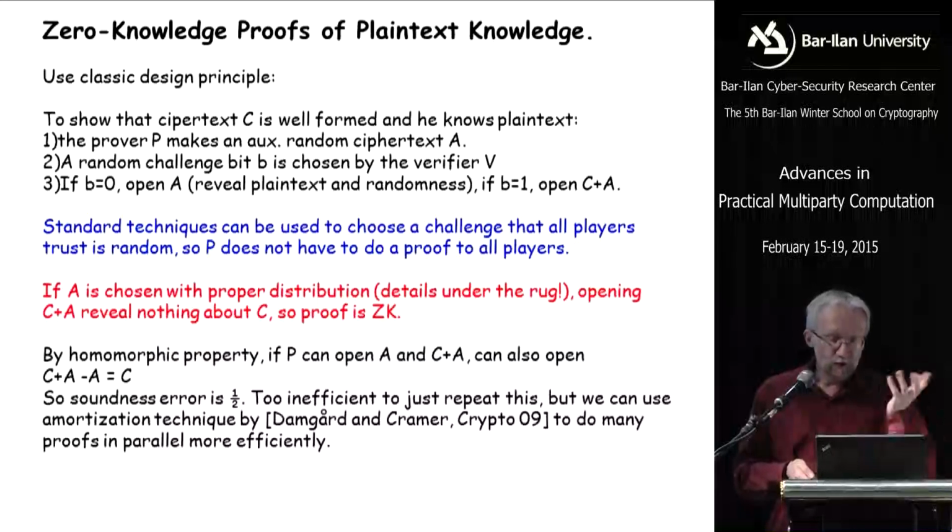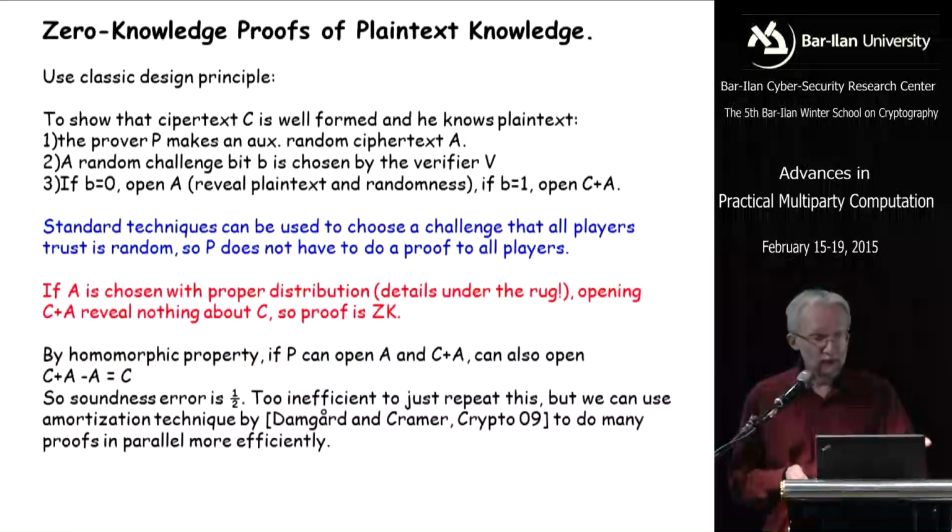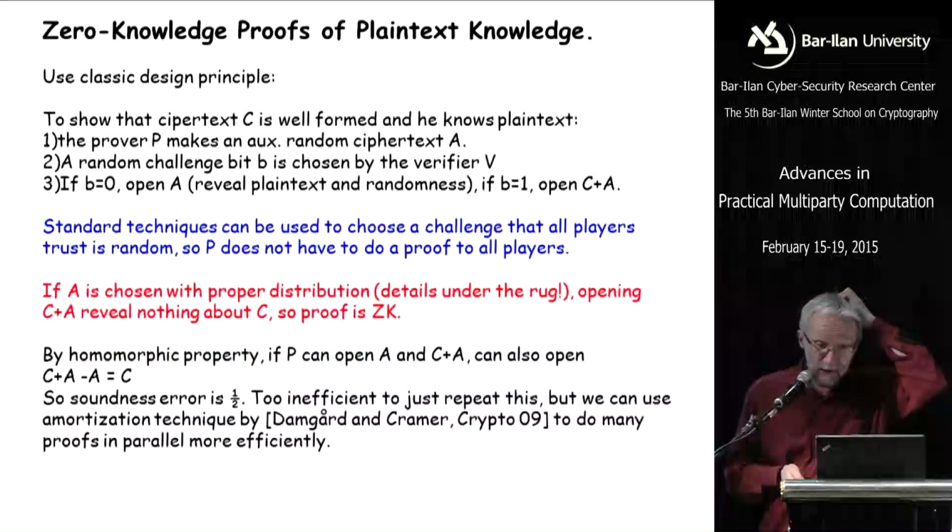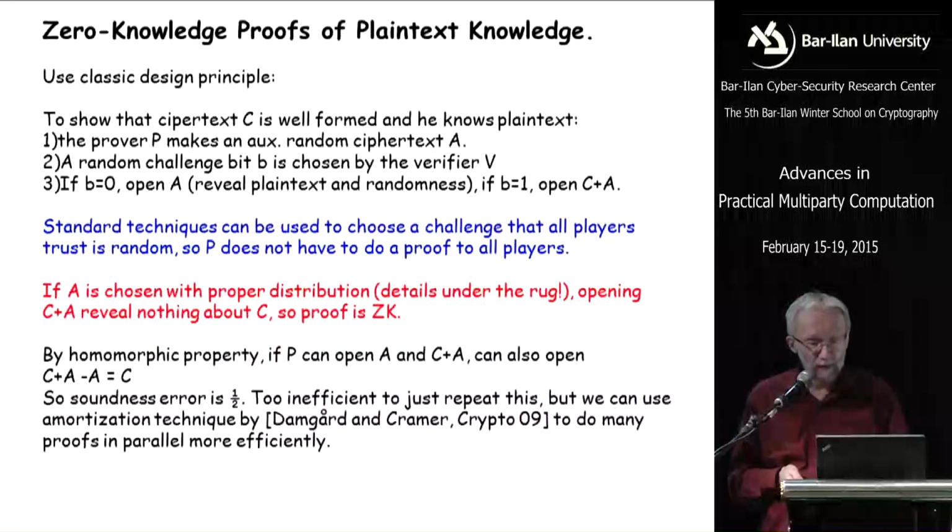Okay. Well, also, by the homomorphic property, if the prover could answer both questions, so we can open both the auxiliary thing and also C plus the auxiliary thing, he can also open C plus A minus A, which is C. So soundness error is 1/2. Now, of course, we don't want to just repeat this. That's going to be way too inefficient. But it turns out there are some amortization techniques by myself and Cramer from Bar-Ilan, and there's also, by the way, recently a journal version coming out of this where Marcel Keller is also a co-author.